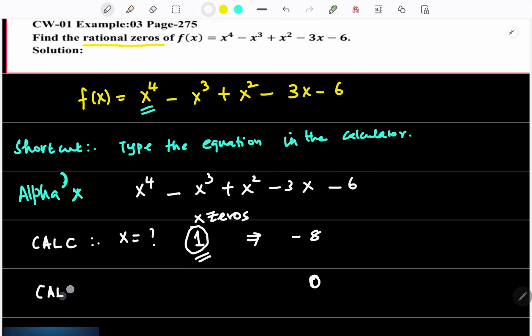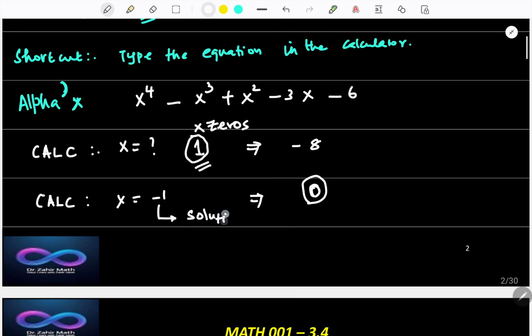And then again press calc. Then press x is equal to minus 1. Now what is the answer you are getting? You are getting 0. It means this is called a solution. Another word for solution is what? Zeros. Keep in your mind. So this is a solution.